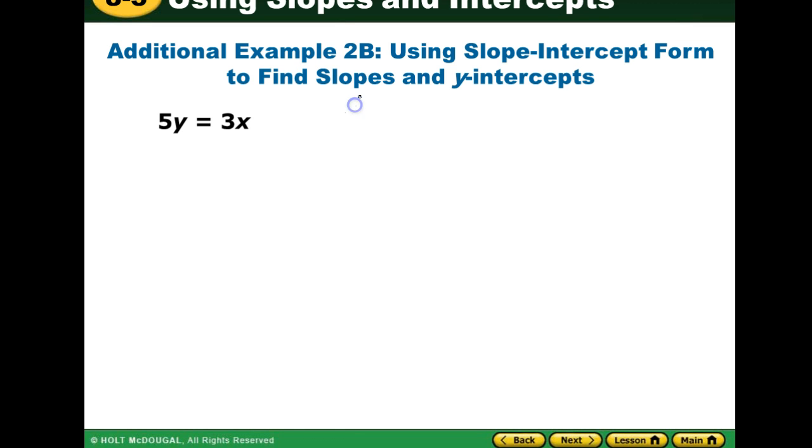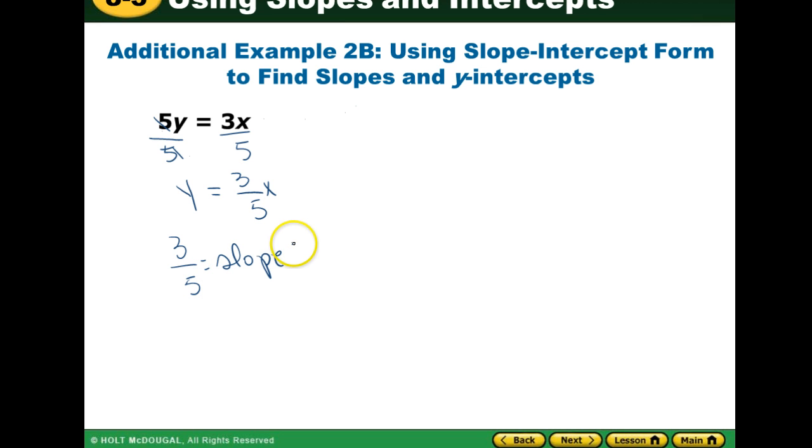Alright, so here is another one. Now in this one, again, all we are doing is solving for y. So since this is 5 times y, we have to do the opposite. So we have to divide by 5 on both sides. The 5 cancels and y will be 3/5 of x. Now in this case, 3/5 will be our slope.